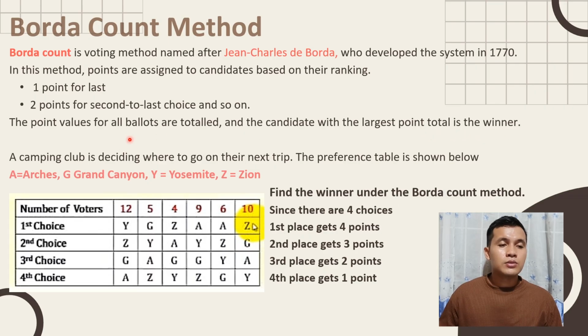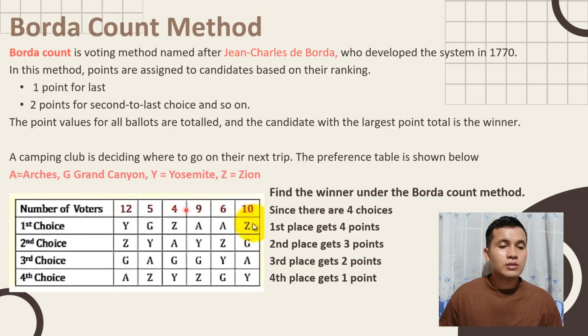winner. So here, a camping club is deciding where to go on their next trip. The reference table is shown below. So here is the table. A stands for Arches, G for Grand Canyon, Y for Yosemite, and Z for Zion. To find the winner under the Borda count method, since there are 4 choices, the first place gets 4 points, second place gets 3 points, third place gets 2 points, and the last one gets 1 point.